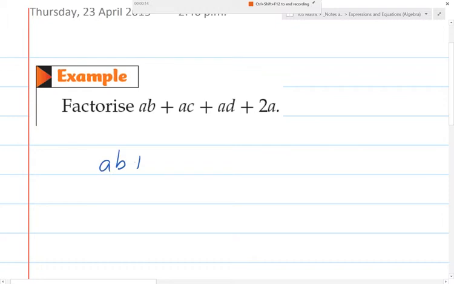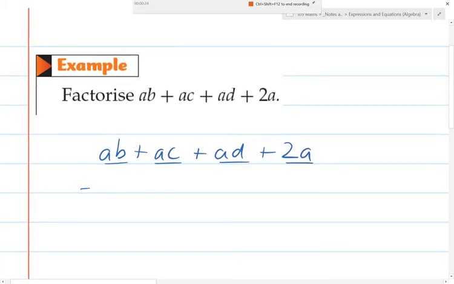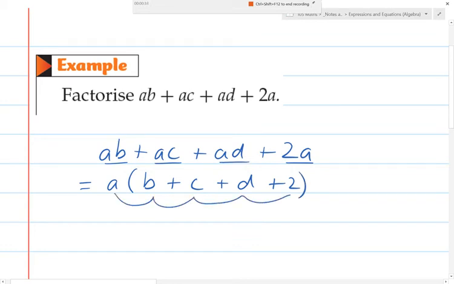So we've got AB plus AC plus AD plus 2A. And you'll notice that every single term that we just wrote out has A's in it. So that's our common factor. So I'm going to write out A in the front and then my brackets. And then we'll have B plus C plus D plus 2, and A is timesing with each of these things to get these terms above, and so that's fully factorised now.